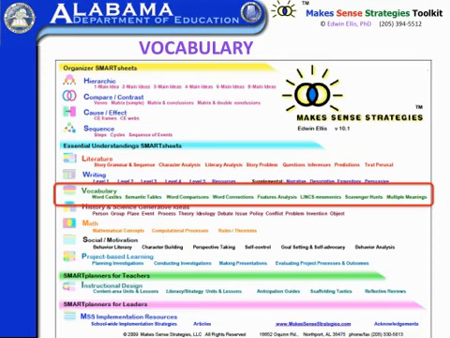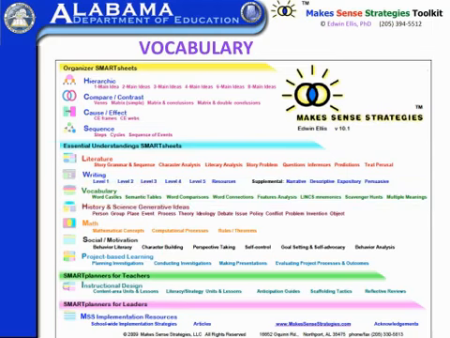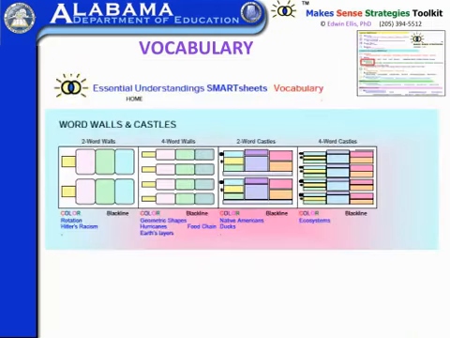But keep in mind that there are a whole lot more of these here than we'll have an opportunity to share with you on this video. So you might want to just spend some time exploring them. First thing we're going to look at is something called word castles. And when you click on that, this page will open up.